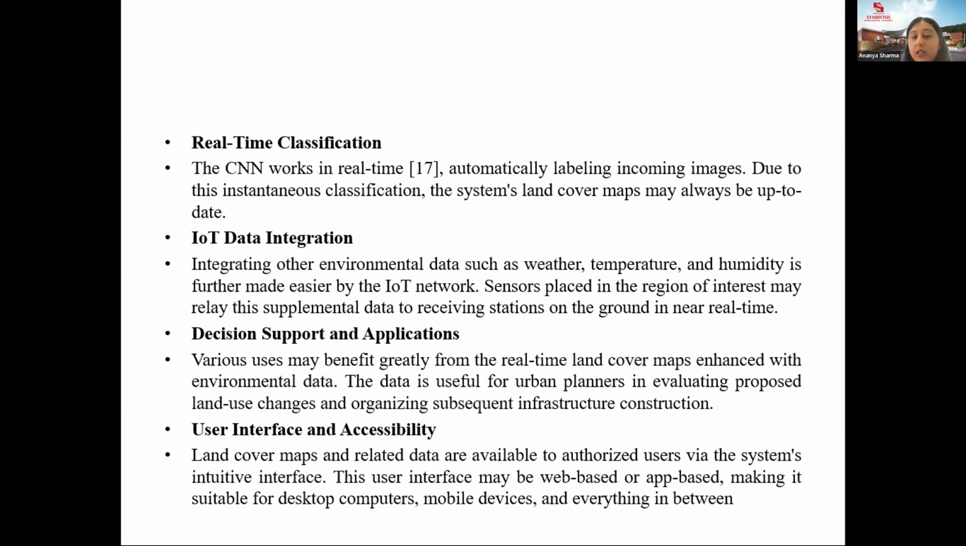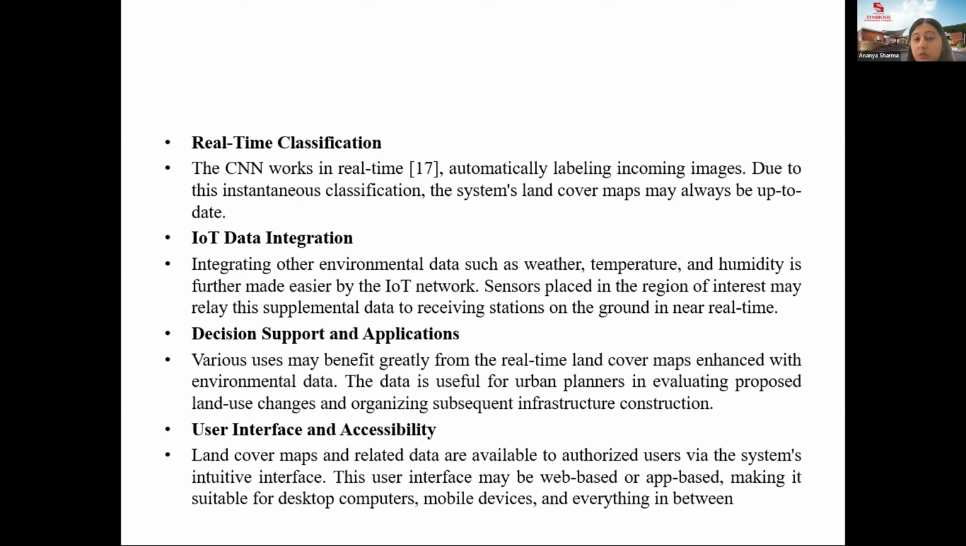Then IoT data integration comes in, where integrating other environmental data such as weather, temperature, and humidity is further made easier by the use of IoT networks. Sensors placed in the region of interest may relay the supplemental data to receiving stations on the ground in near real time. Then decision support and application, because various users may benefit greatly from the real-time land cover maps that are enhanced with environmental data.